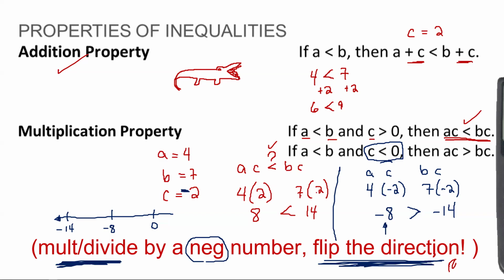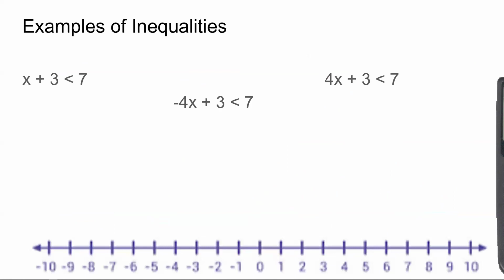But when we're solving these inequalities, if you multiply by a negative number or you divide by a negative number, flip the inequality around. I'll show you what I mean right here. Okay, here's an inequality. This is pretty straightforward. If we're trying to solve for x, then it looks exactly like x plus 3 equals 7.